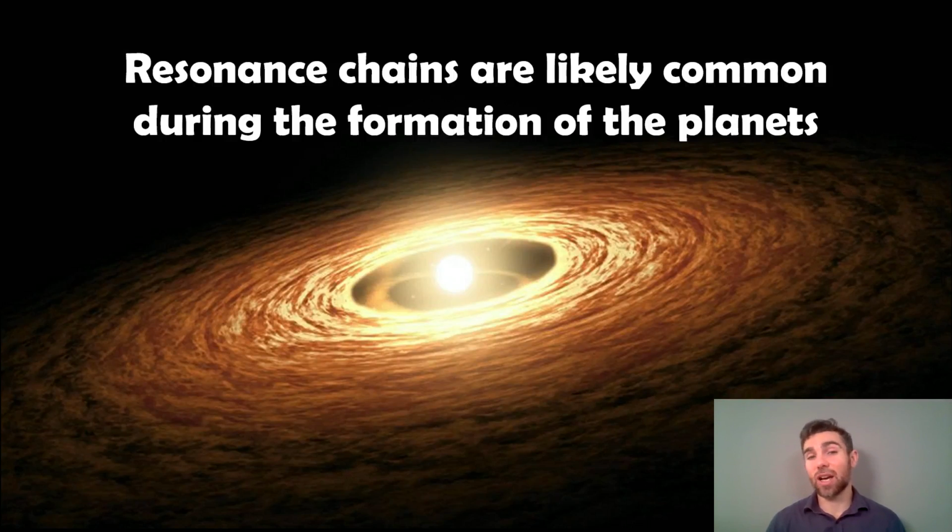So resonance chains generally, they're not uncommon. Our solar system used to have one and it got broken at some point, so we don't really have it now. But it does occur quite commonly during the formation process of planets in these disks. So this is a disk around a protostar where the planets actually will form. And again, they're fairly common, but they don't necessarily last for long periods of time.